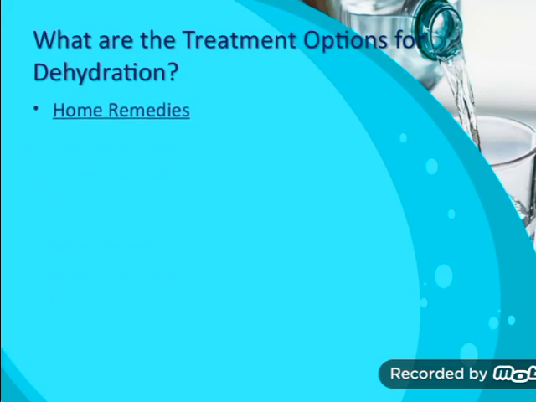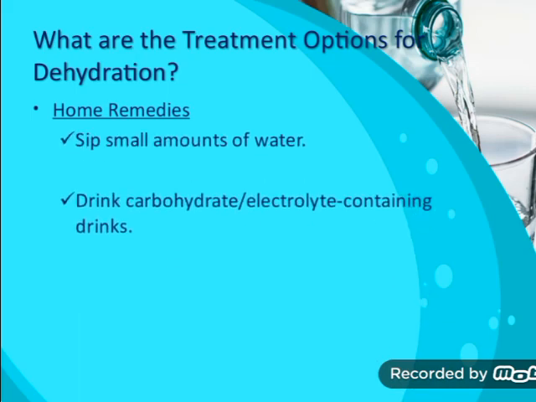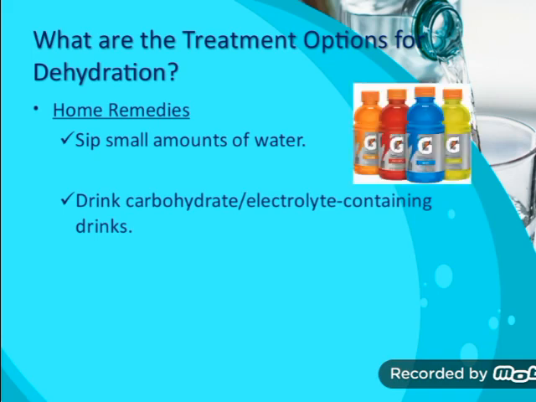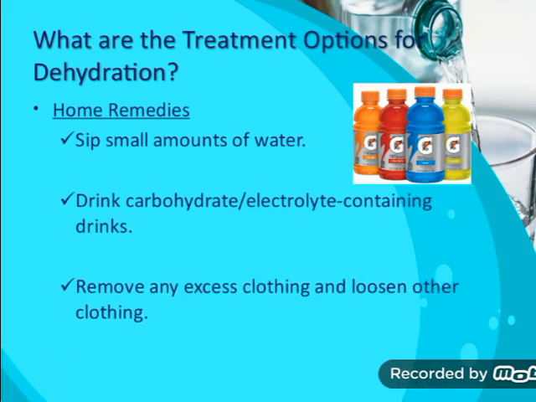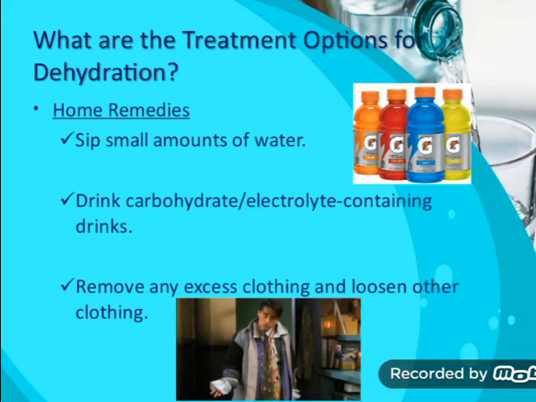For home remedies, encourage people who are dehydrated, even those who have been vomiting, to take in fluids by sipping small amounts of water and drinking carbohydrate or electrolyte-containing drinks. Good choices are sports drinks such as Gatorade or prepared replacement solutions such as Pedialyte. If someone shows signs of heat exposure or has an elevated temperature, try to cool the person down in the following ways. Remove any excess clothing and loosen other clothing.